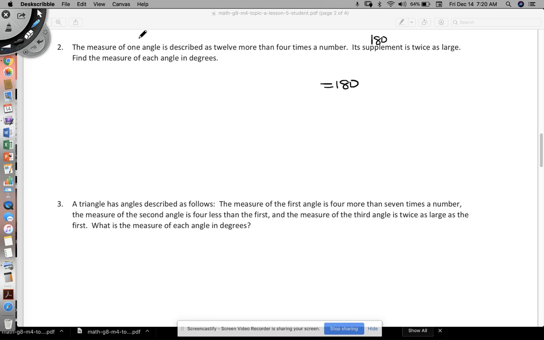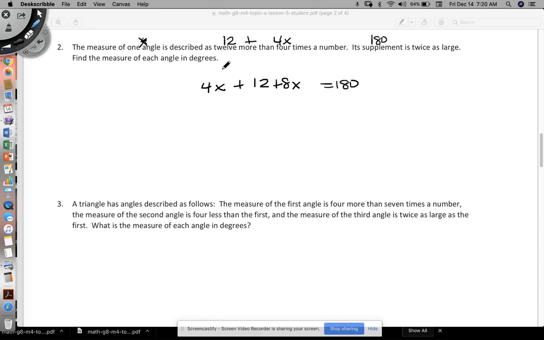So we have one angle is x, right? That angle is 12 more than 4 times the number. So this same x is actually this x over here, so we don't need to write that one because it's referring to that one. So far I have 4x plus 12. Now its supplement is twice as large. So twice as large is going to be 8x, because 4x times 2 is going to give me 8x. So plus 8x.